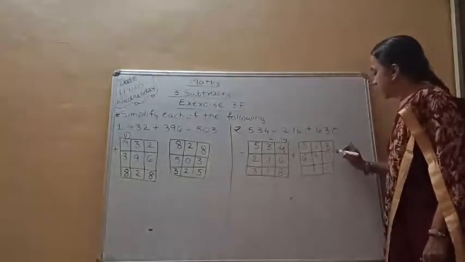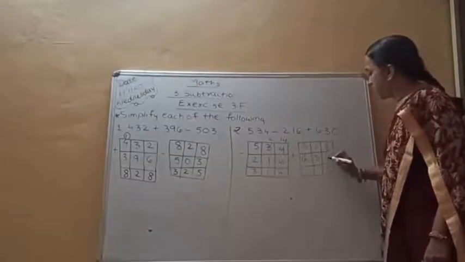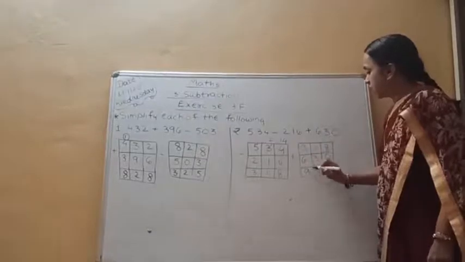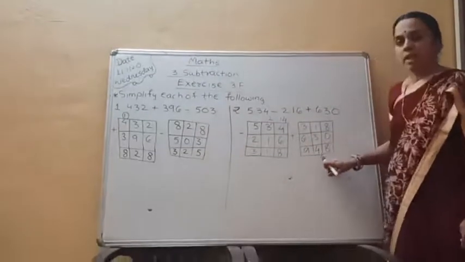630. 8 plus 0, 8. 3 plus 1, 4. 6 plus 3, 9. So this is our answer.